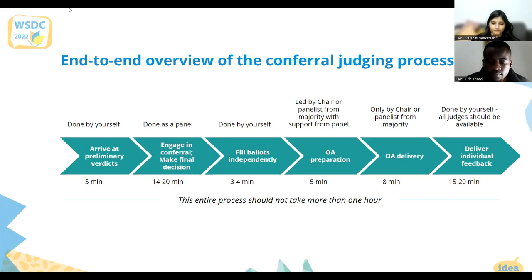Just so I can ask, what is the difference for trainee judges in regards to this? Perfect. So the answer to that question is trainee judges will do everything in this process except for making a final decision. That is, trainee judges do not get to submit a ballot. They will arrive at preliminary verdicts. They'll engage in conferral. They will not make the final decisions. They will not fill ballots independently. They can help in the OA preparation. They can also give individual feedback to teams based on teams coming to them for feedback. What they definitely can't do is submit a ballot. Does that make sense? Yes.